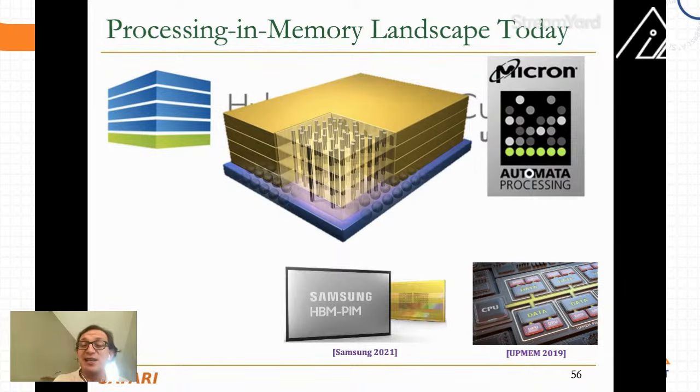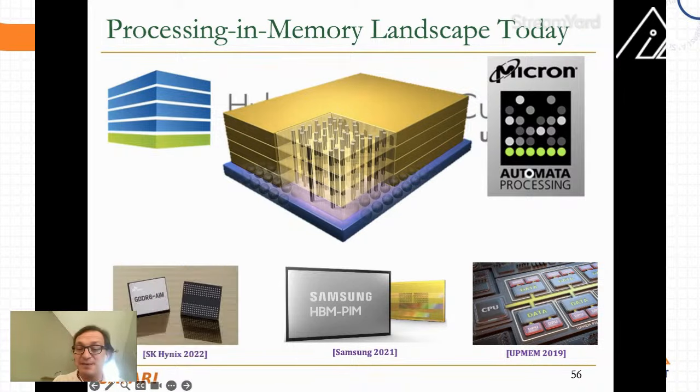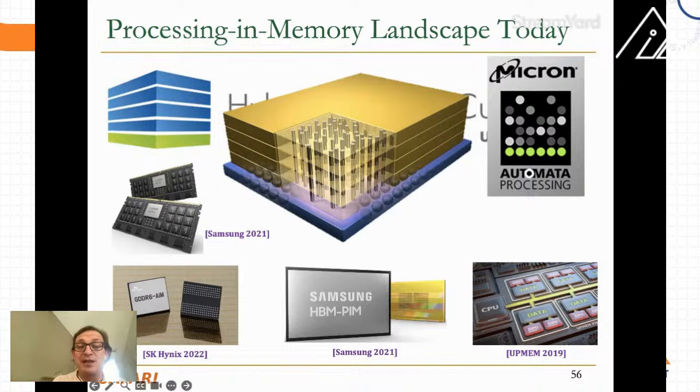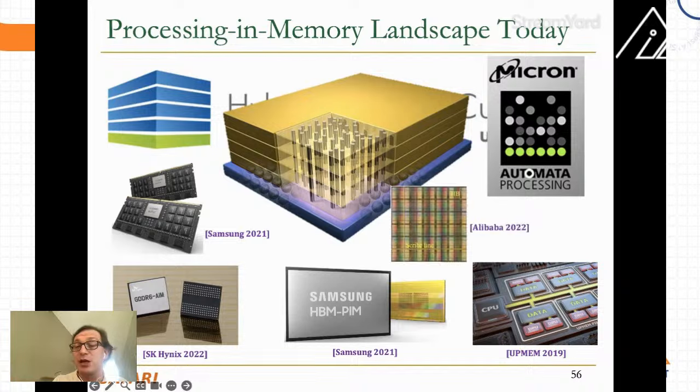And even more recently, major memory manufacturers have been putting processing capability, especially matrix multiplication type of capability, to accelerate machine learning applications inside the DRAM chips. That includes SK Hynix as well. And Samsung, for example, has also put a buffer chip together with Meta so that they can do recommendation inference in this buffer chip that is essentially reconfigurable. And Alibaba has also developed their own DRAM chips to do recommendation inference.